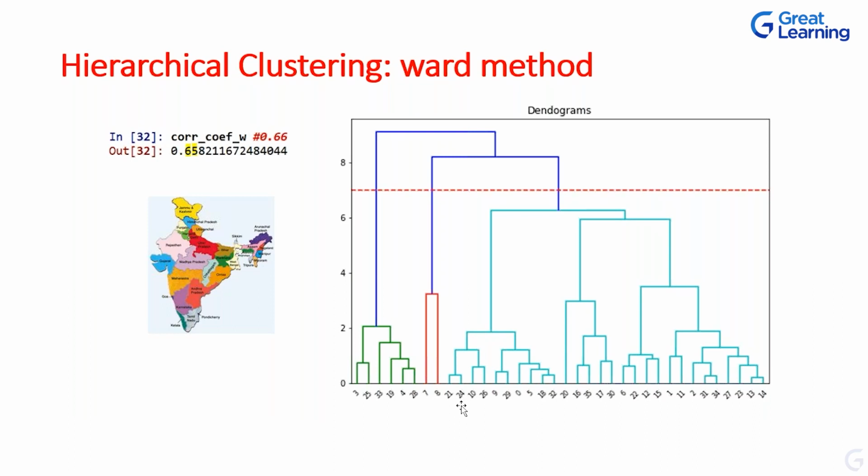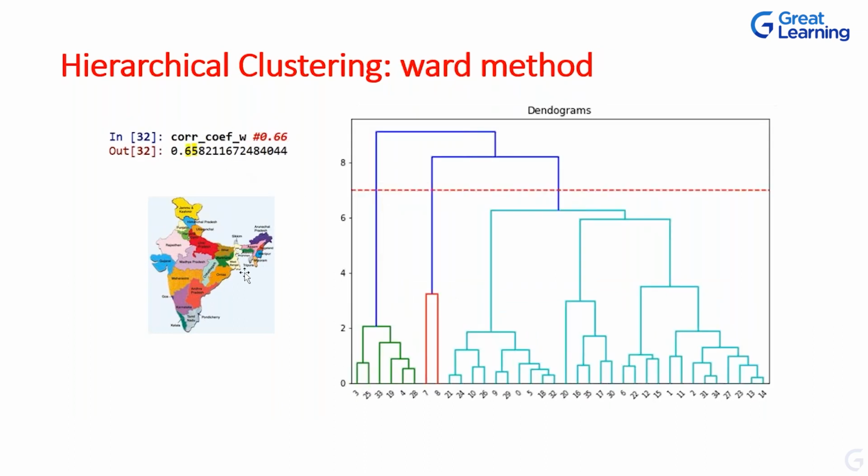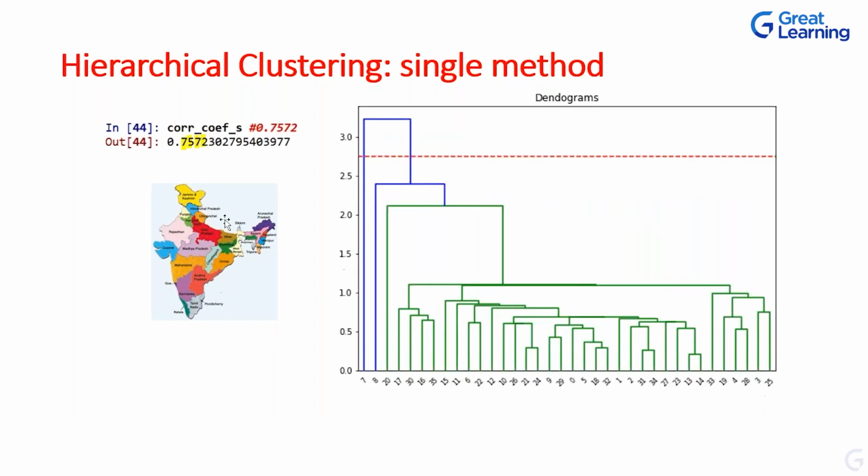It's the same 2 states or two places where the power availability was very high, number 1 and number 2. So Dadar Nagar Haveli and Daman and Diu, these are 7 and 8. With single method, oh, look at this. Cophenetic correlation improved 0.66 to 0.76, almost 10 units, but clustering is not impressive.